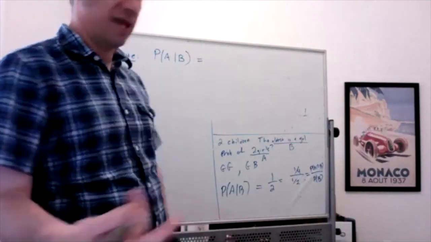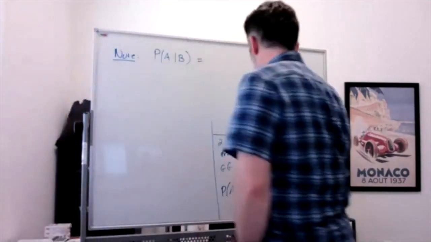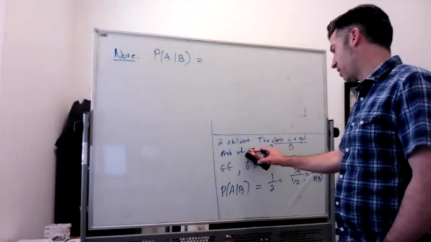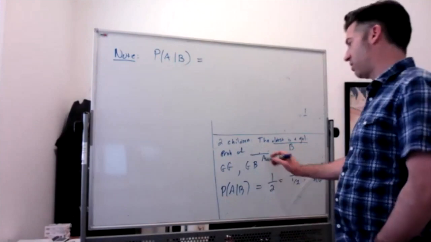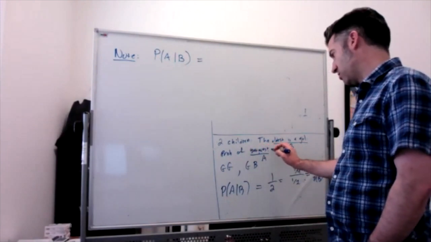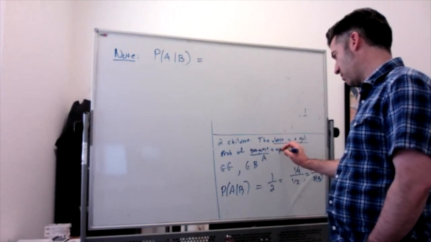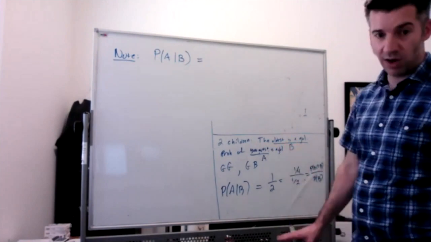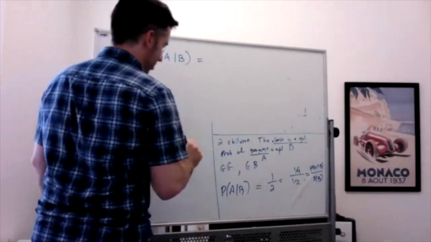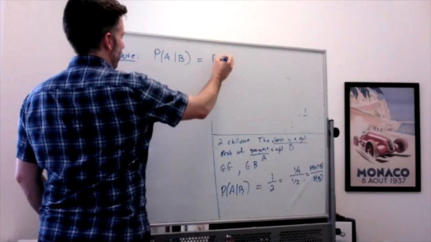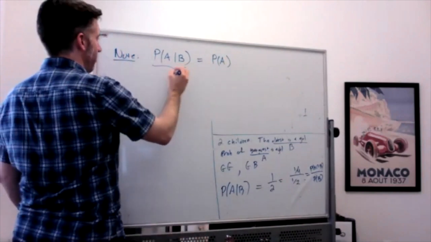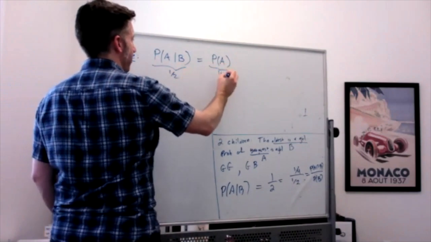Oh, I should have written it slightly differently. I guess you could phrase the question in a better way. What's the probability, if the oldest is a girl, of the youngest being a girl? It's still asking the same question, just in a better way. So the probability that the youngest is a girl, given the oldest is a girl, is the same as the probability that the youngest is a girl. This is 1/2. This is 1/2.